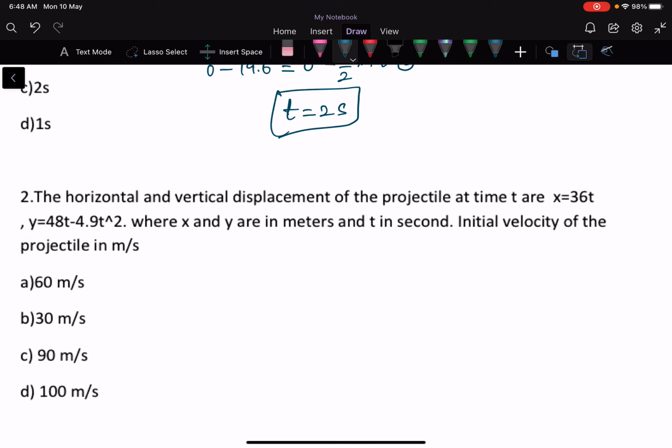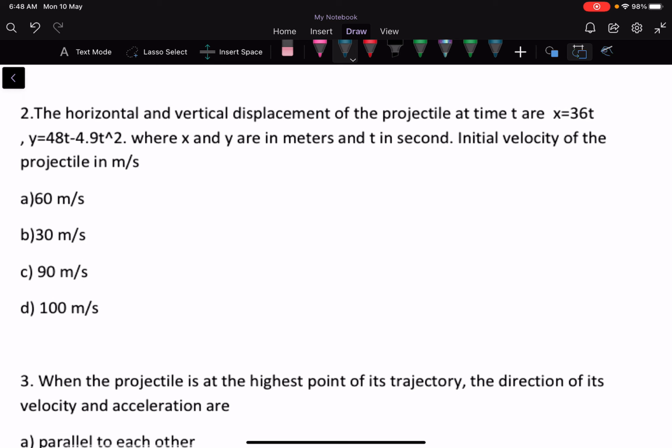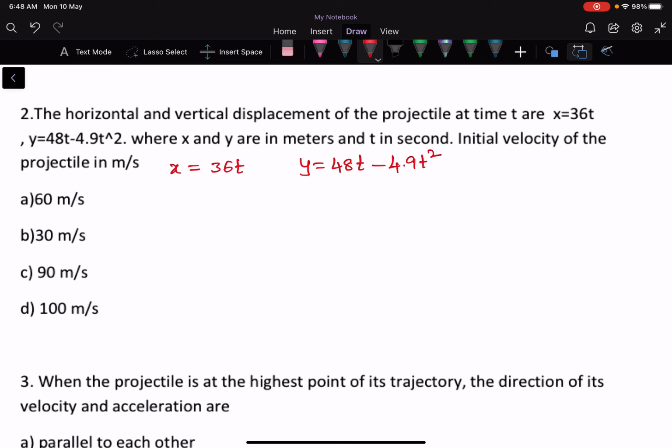Okay. Next, question number 2. The horizontal and vertical displacement of a projectile at time t are given as x equal to 36t, and similarly y is equal to 48t minus 4.9 t square, where x and y are in meters and t is in seconds. The question is the magnitude of the initial velocity of the projectile in meter per second.